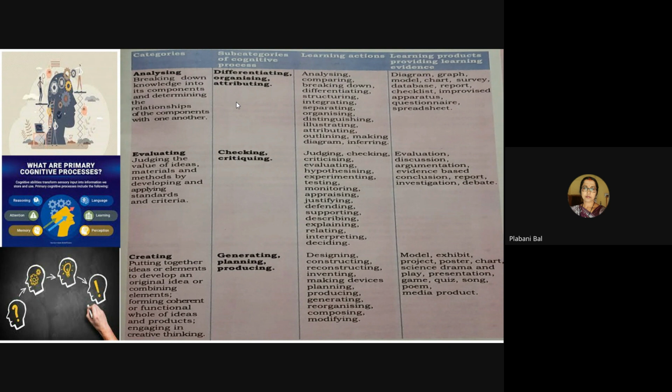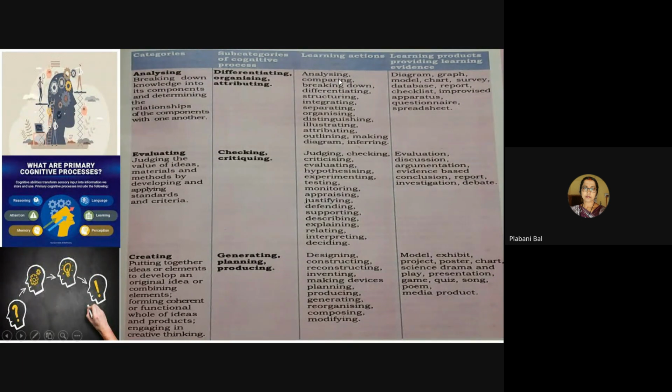You will take one concept. Suppose you are teaching photosynthesis, then what are the different components of photosynthesis? If the learner is able to break it down and determine the relationship between the light reaction, dark reaction, chlorophyll, sunlight, among all these components, then it is the analyzing category. Its subcategories are differentiating, organizing, attributing.